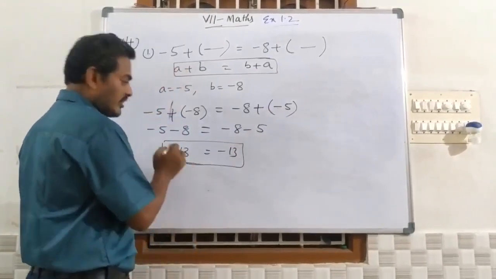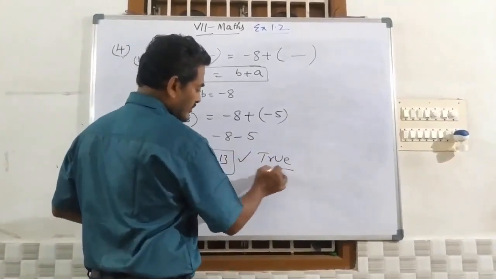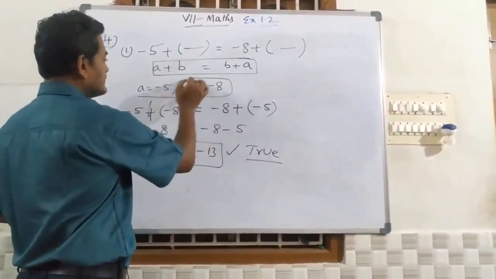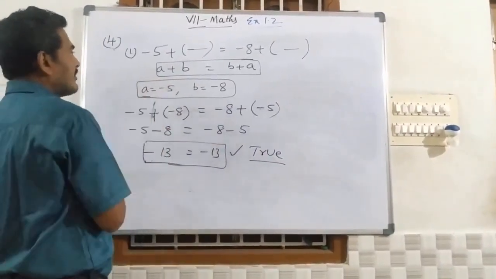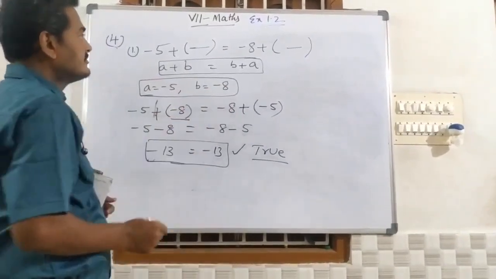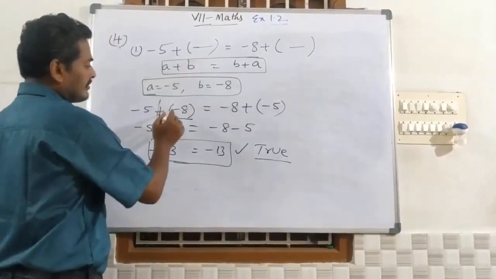So it is true also. Now it is true. So by applying the value, for which value it is true? For A value is minus 5 and B value is minus 8. So in this fill in the blanks, what can we write? For the first blank, what can we write?